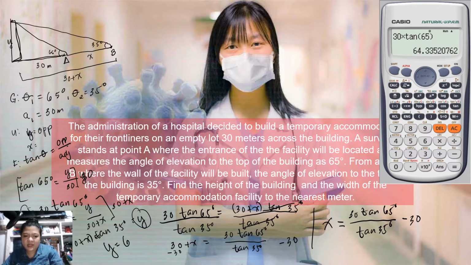So, kaya hindi natin ito gagamitin dun sa ating isang formula, ididiretso natin sa calculator kasi kapag nagra-round off tayo, nag-iiba yung sagot. So, 30 times tangent 65 over tangent 35 minus 30.